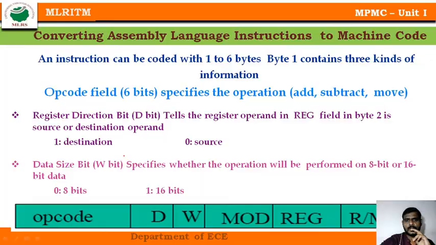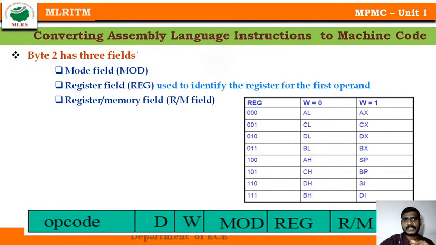Okay. Then the second byte. Whatever we have spoken earlier is regarding the first byte of the data. It has three fields like opcode field, direction field, and the width field, the 8-bit or 16. Now the second byte of the data, because it is 16-bit overall: in that overall 16-bit, the first 8 bits are the first byte, and the second 8 bits are the second byte, having again three fields.